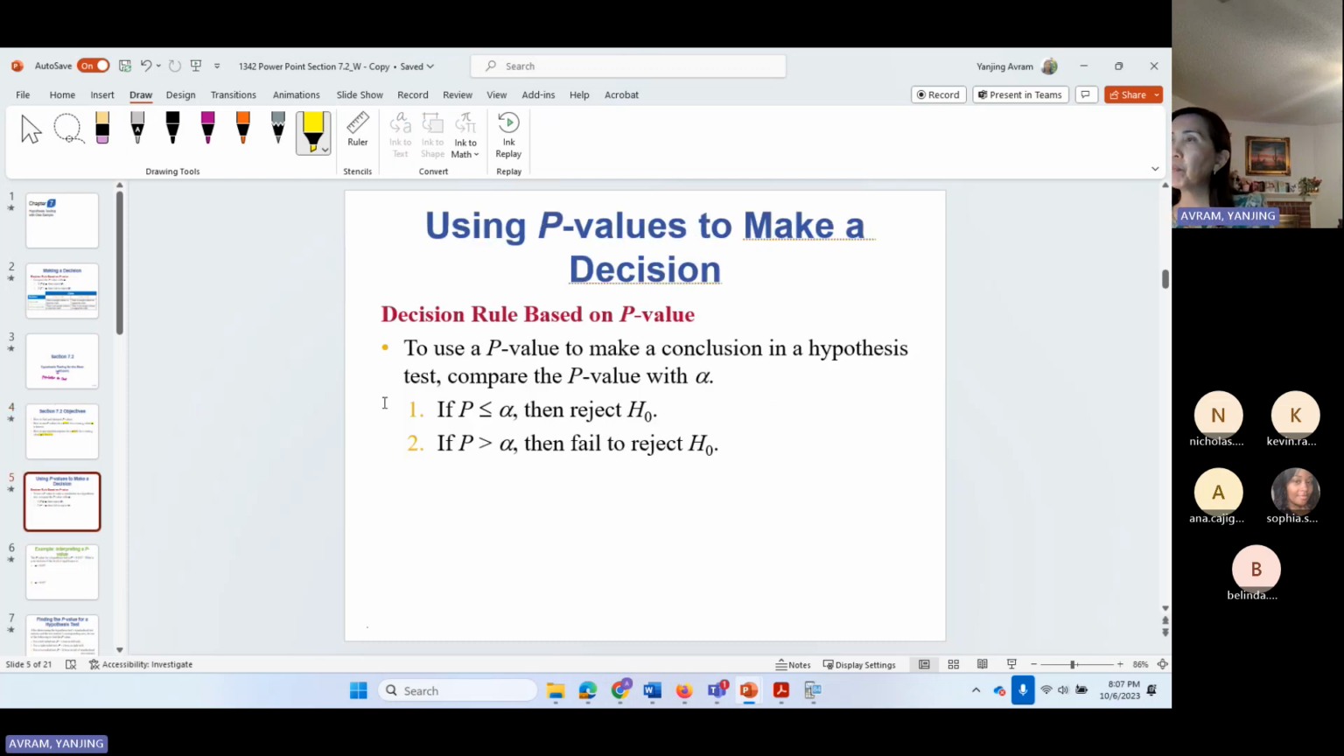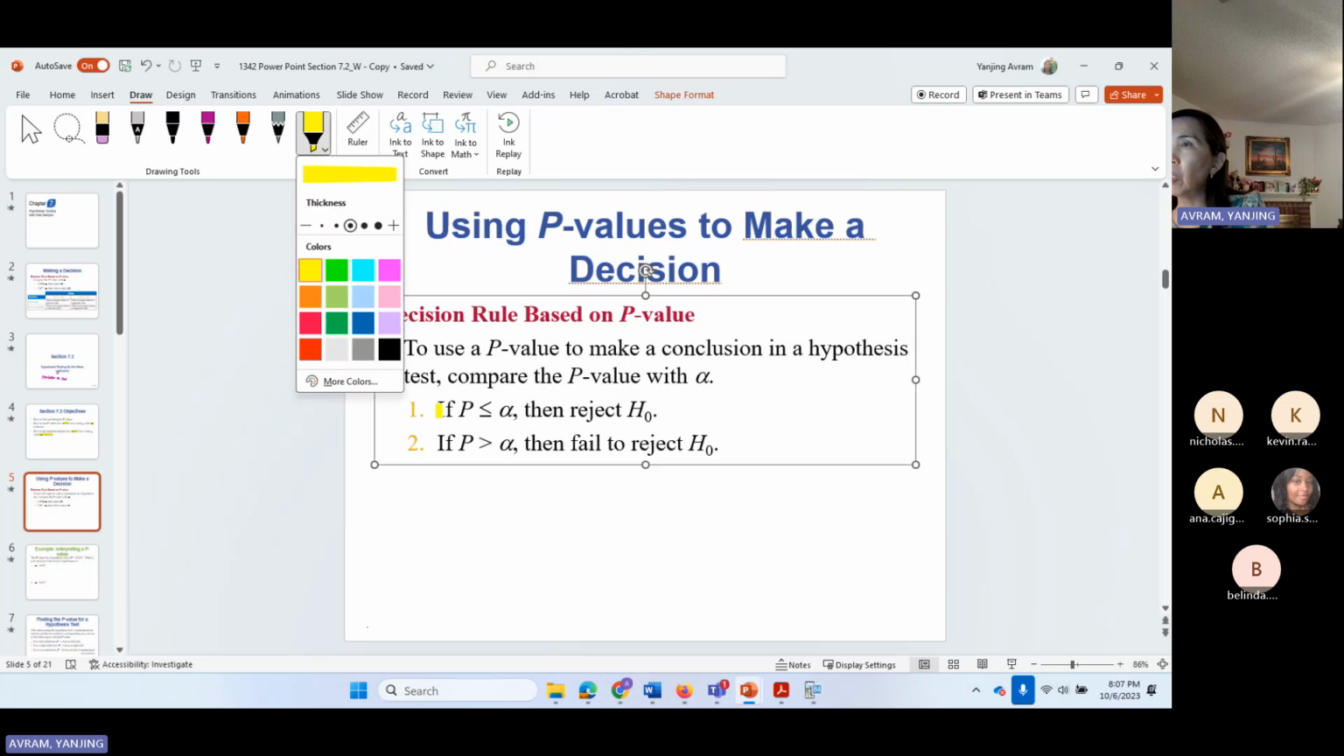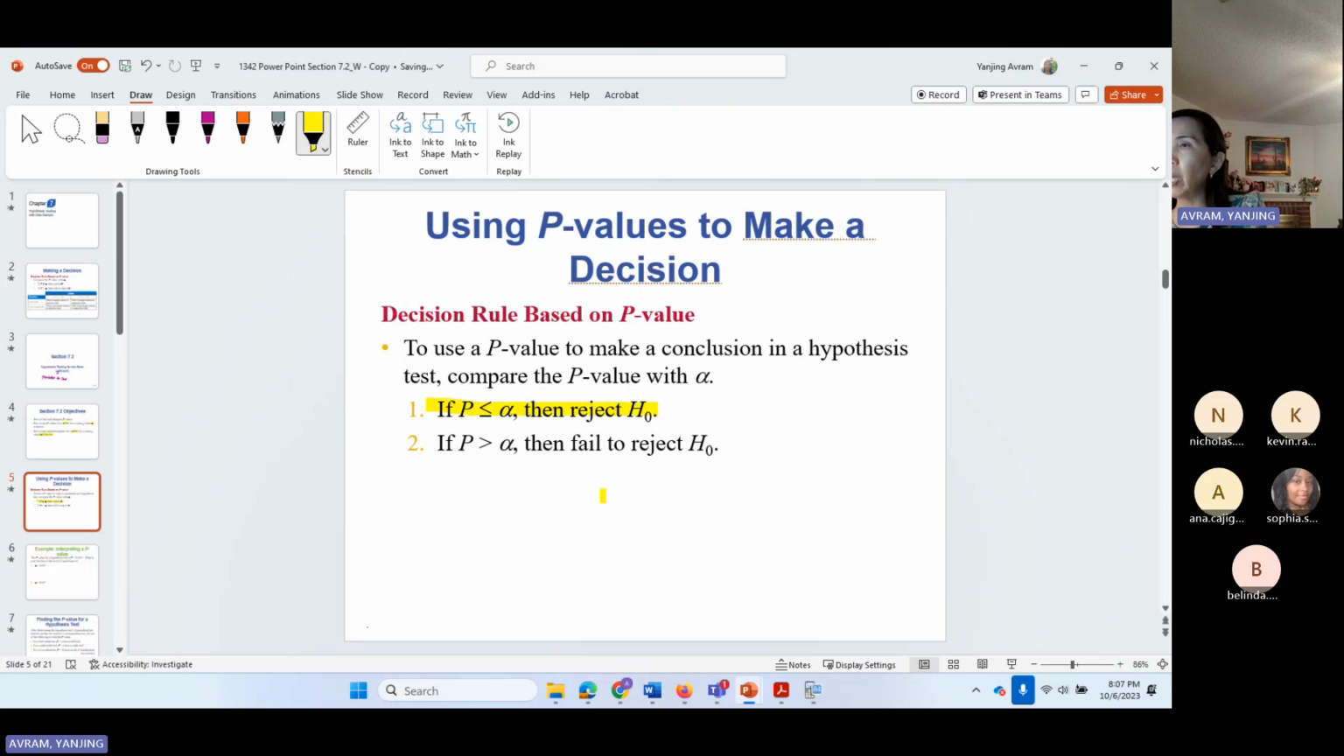Okay. So we're using the p-value to make a decision in the hypothesis test. We need to make a conclusion here. If p is less than or equal to alpha, you reject the null hypothesis. If p is greater than alpha, you fail to reject the null hypothesis. Sometimes fail to reject we also call do not reject the null hypothesis.